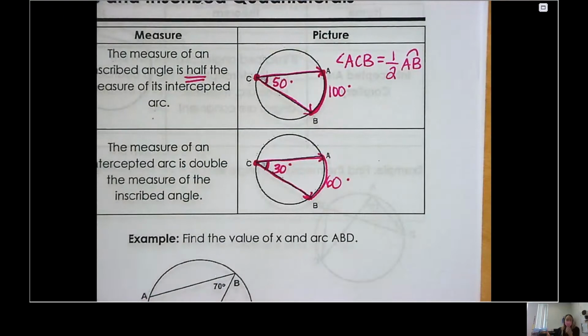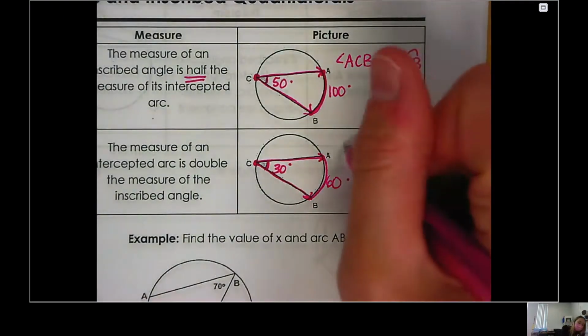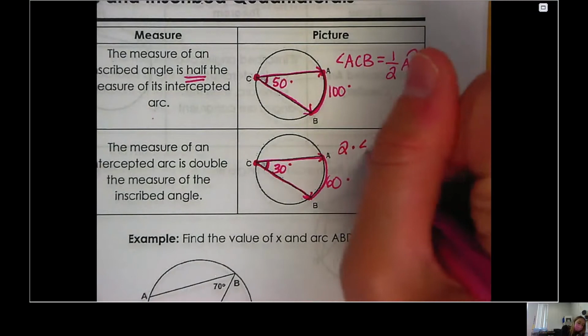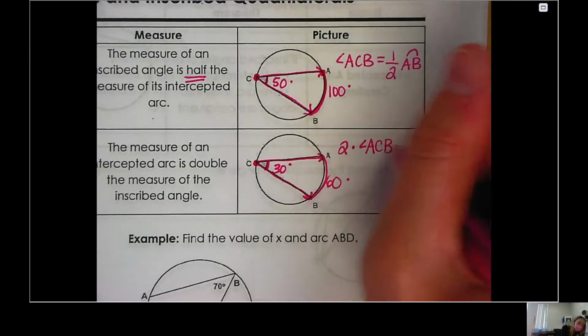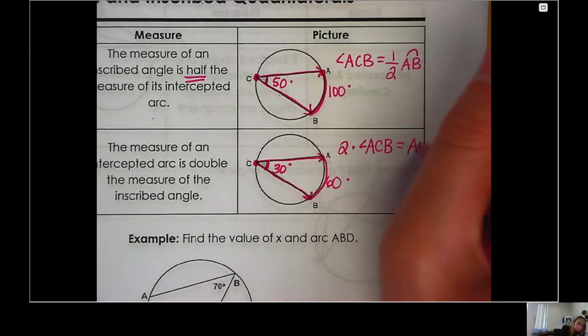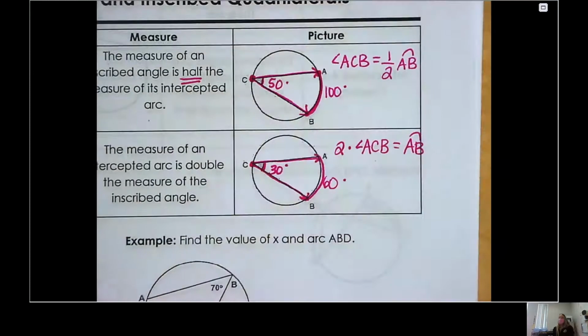That's all that an inscribed angle is. So if you multiply 2 times the angle ACB, you get arc AB. In other words, you can go either way. If I give you the angle, multiply by 2 to get the arc. If I give you the arc, divide by 2 to get the angle. That's the whole definition. Nothing more, nothing less. You're either multiplying by 2 or dividing by 2. That's it. So let's take a look at an example.